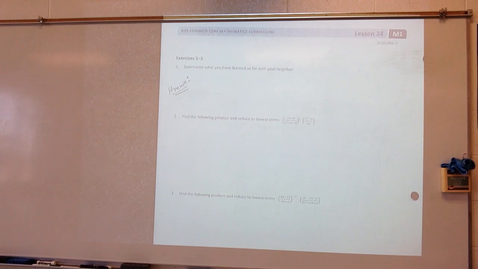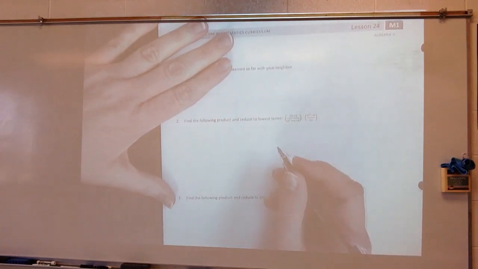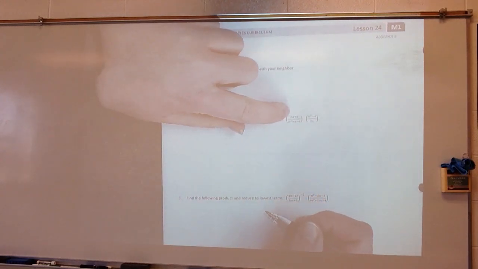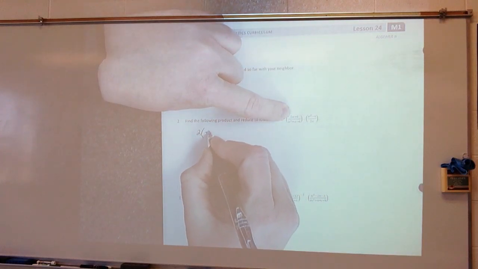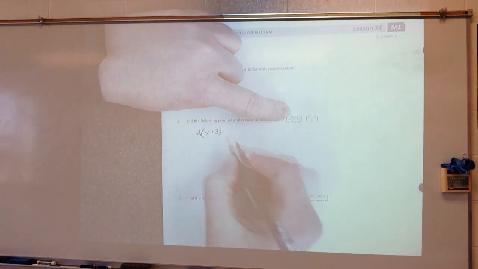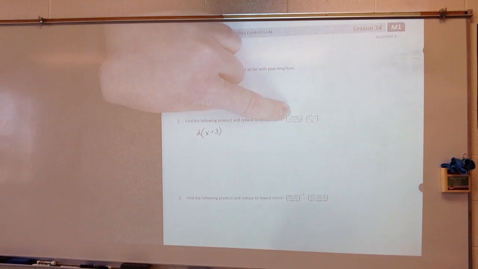Find the following product and reduce to lowest terms. All right, so if we're trying to reduce to lowest terms, the best thing for me to do is to see if there's anything I can factor out. Well, if I look at the top, 2x plus 6, I can factor out a 2. So that leaves me 2 times x plus 3.